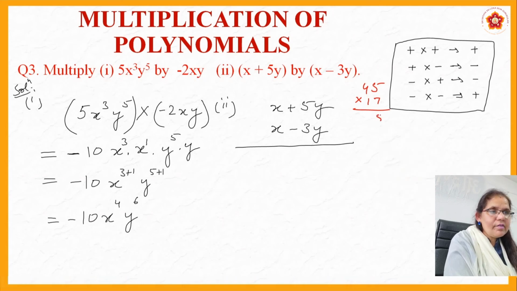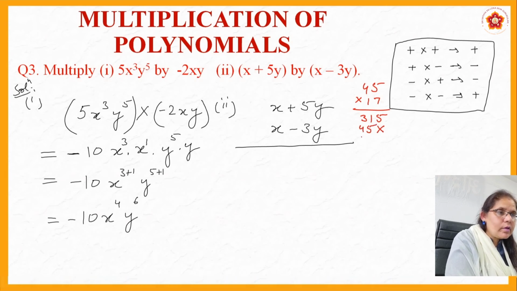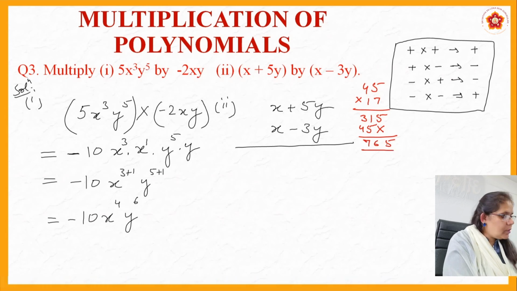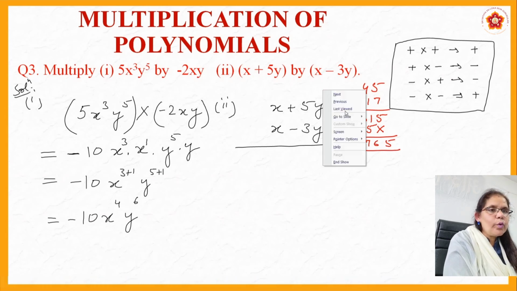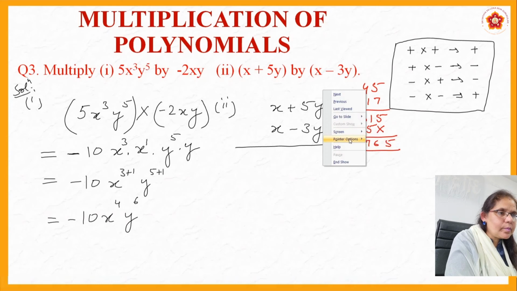Seven fives are 35. Plus 3. 7 fours are 28. 28 plus 3 is 31. Then we put a cross here. 1 fives are 5 and 1 fours are 4. And then we would add it up. Same thing we are going to do with polynomials.